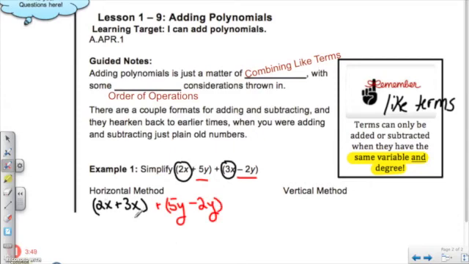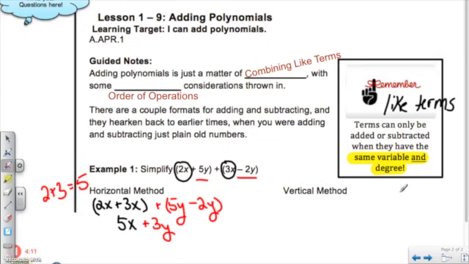And now I'm just combining like terms, right? 2x plus 3x is 5x. 5y minus 2y is positive 3y, so I'm going to put a positive. And that's my horizontal method. That goes back to when you were first learning to add, and you had 2 plus 3, and you just had them right next to each other, and you wrote 5.